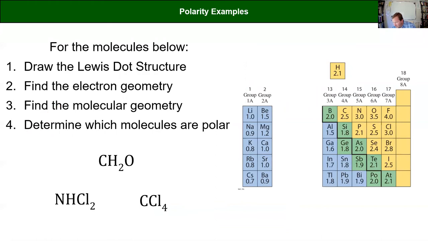All right, so we're going to take a break here. When we come back, we're going to review that, and we're going to decide which of these molecules are polar or nonpolar. All right, so let's take 10 minutes plus an extra 3 to give you guys a head start. Let's come back at 2:35. And we'll start working through these.